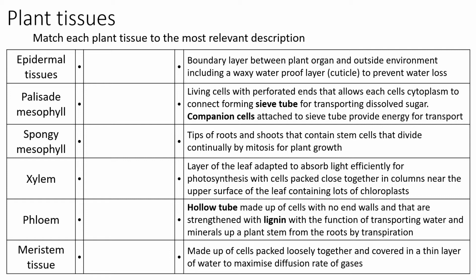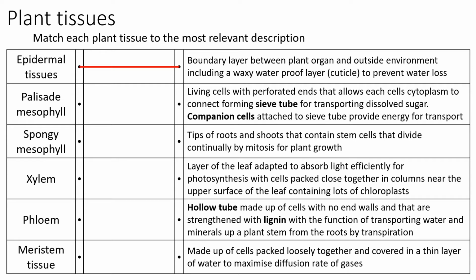And let's have a look through the answers. Well, the epidermis tissue is that upper layer, and that lower layer inside the leaf, and it's the boundary between the actual plant organ and the outside environment. Remember, on the top of that epidermis or epidermal layer, we have that waxy cuticle as well as part of it. And it's all about preventing water loss.